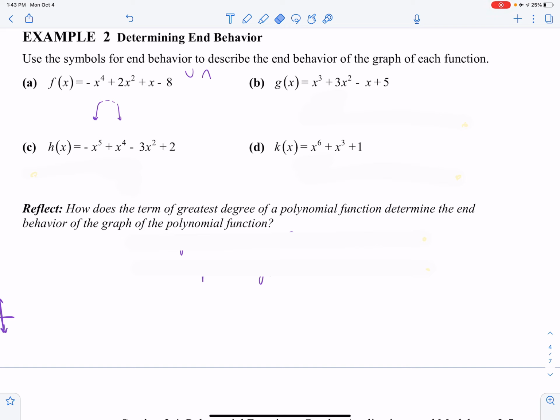For part B, I have a leading coefficient that is positive, and I have a degree that is odd. So it's going to be overall uphill. For part C, again, I have a degree that's odd, but this time my leading coefficient is negative. So it's going to turn around and it's going to be overall decreasing. And then lastly, part D, my leading coefficient is positive. My degree is even. So both ends are going to be up.